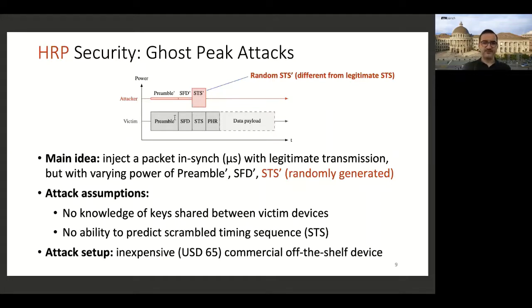It doesn't really matter. It has some preamble, some random sequence. This random sequence is a security feature of this protocol. It is something that should be unguessable to the adversary, something that the adversary cannot guess and therefore cannot send in advance. And then there is potentially a payload, which is optional. So the main idea of our attack is to try to fool the time of arrival process at the receiver.